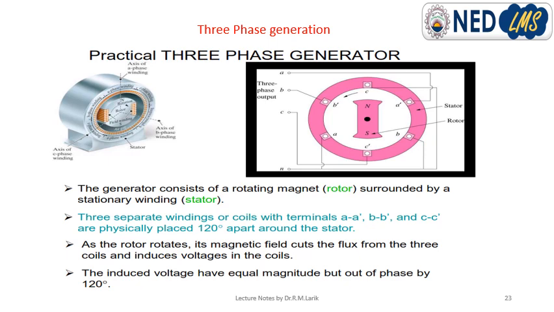Three-phase generation. We see three-phase generation. The rotor rotates inside the stator, and the three phases are actually three separate windings or coils. Coils and windings are the same thing, right? So they are physically 120 degrees apart from each other, and the rotor rotates inside that magnetic field, cuts the magnetic field lines and produces induced voltages.